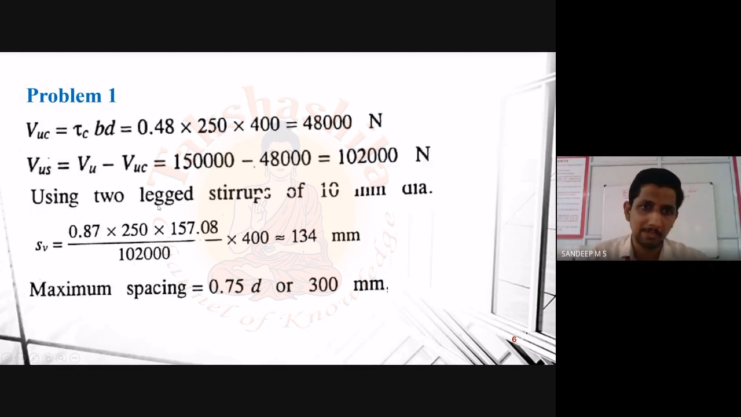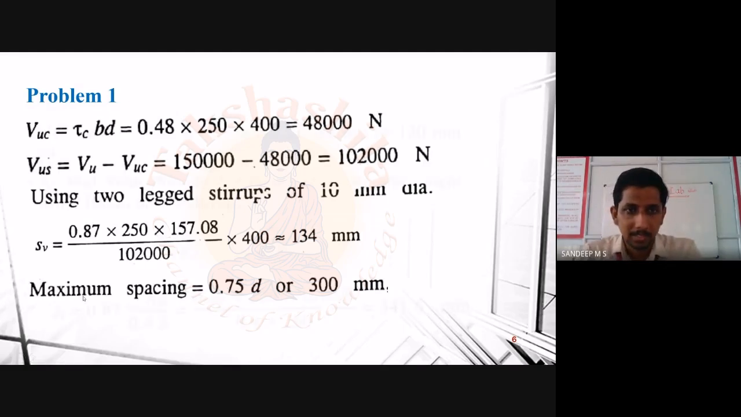Now I will assume that I will be using 2-legged stirrups of 10 millimeter diameter. Therefore I can find out the corresponding area, that is 2 into pi by 4 into 10 square. Now I will use the respective equation and find the value of SV. SV is the spacing between the stirrups, and I will also check it with the maximum spacing, which we have already seen can be the minimum of 0.75 D or 300 mm. For this check also there will be some credit of the marks.